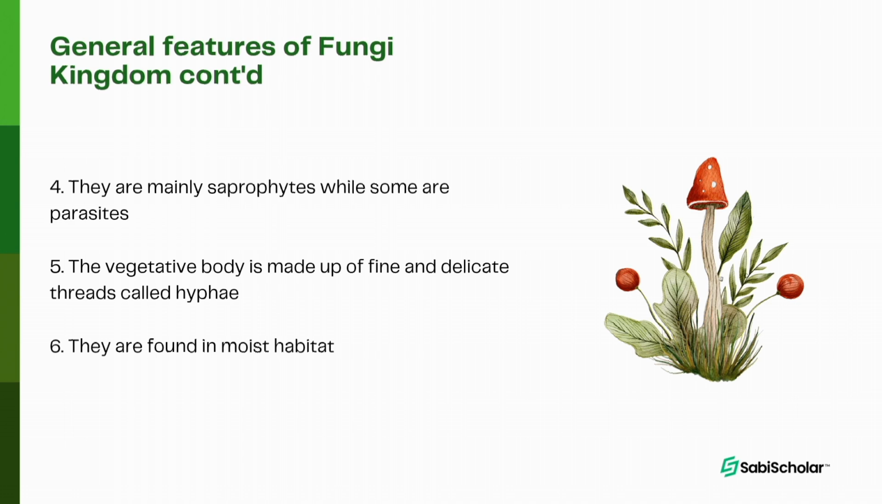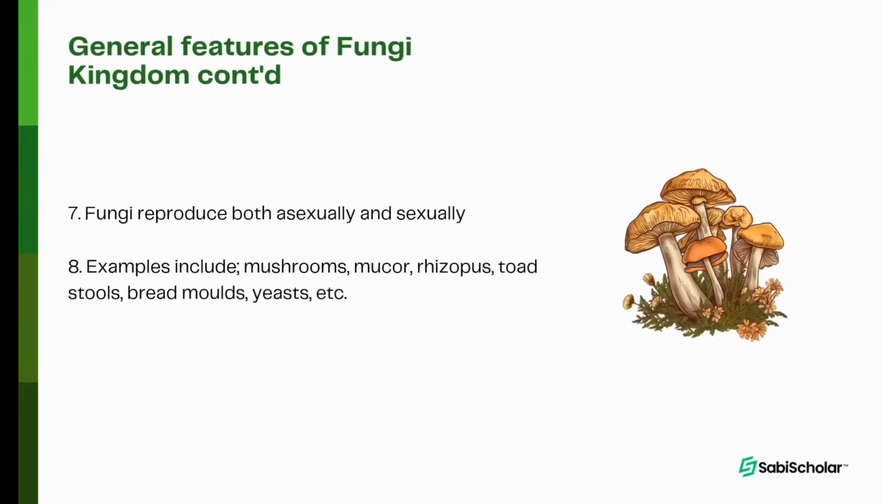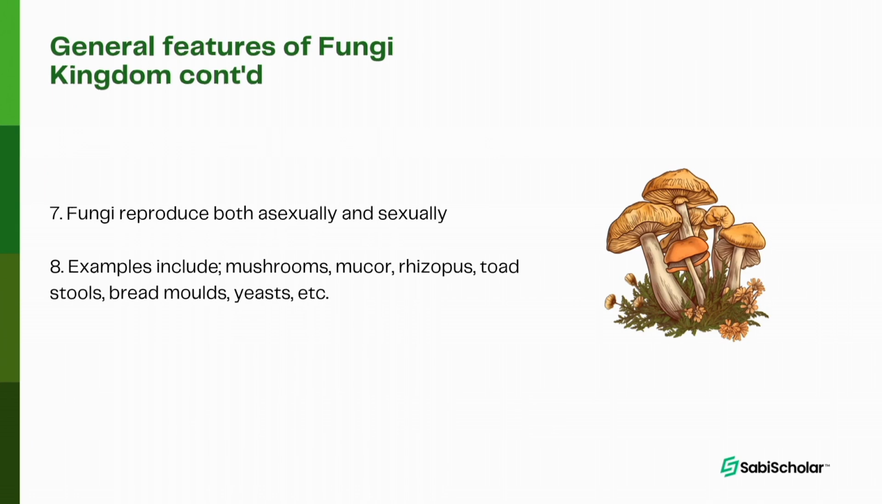Now, another feature of the fungi kingdom is that they have a vegetative body that is made up of fine and delicate threads we call the hyphae. They are mostly found in moist habitats, in moist environments. That is where you can find fungi. For reproduction, fungi reproduce both asexually by spore formation and sexually by the production of male and female gametes. And that just wraps up the features of the fungi kingdom, and also this particular video.